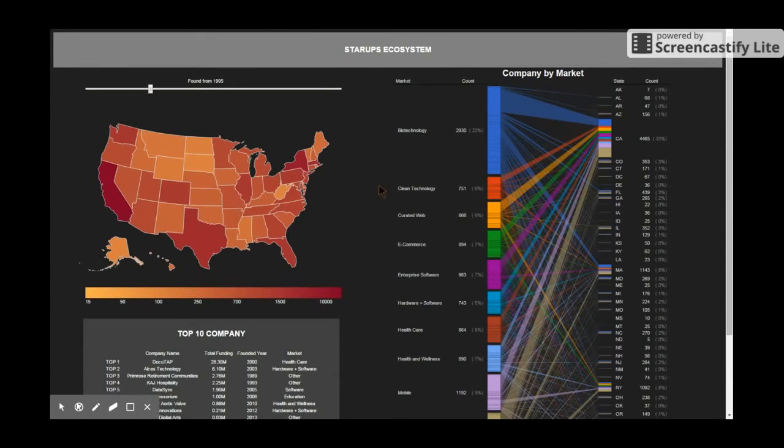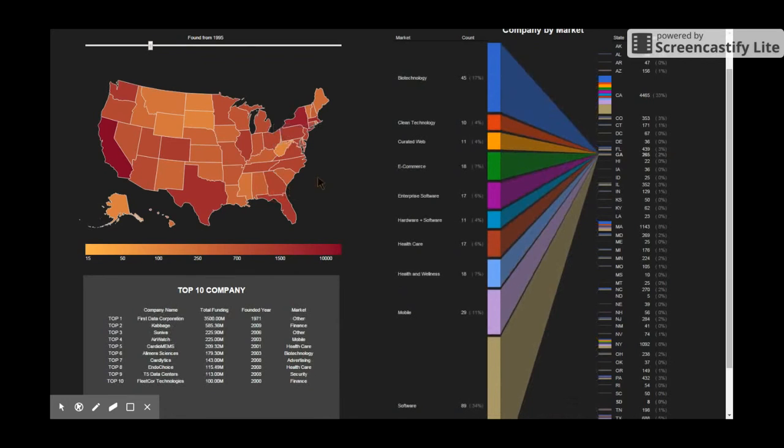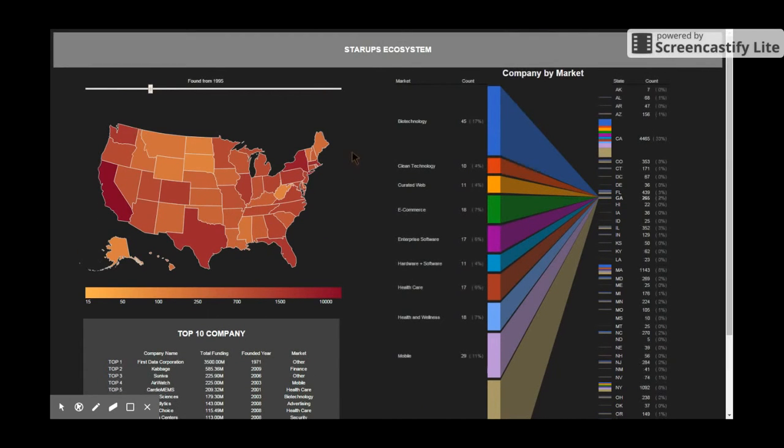We heavily focus on the relationship between the company's state and its market in our two main visualizations, the color map and the bipartite graph. We also have a tooltip listed under the color map. When we click a state, the top 10 most funded startups will show up in the tooltip, and there will be a link between our color map and the bipartite graph.